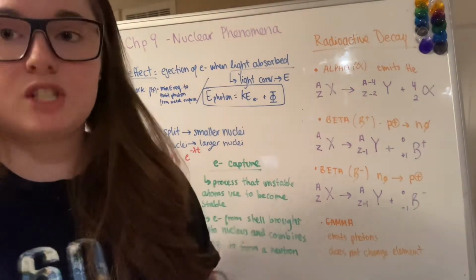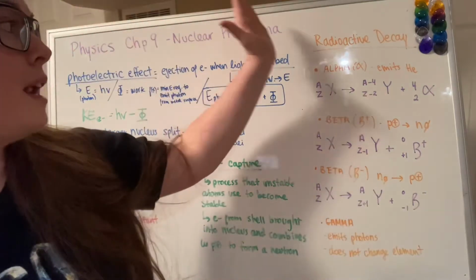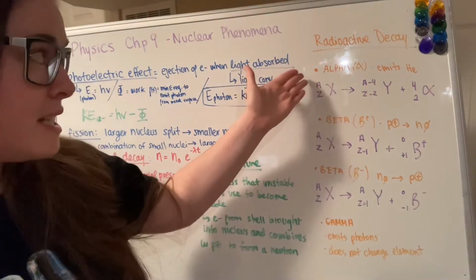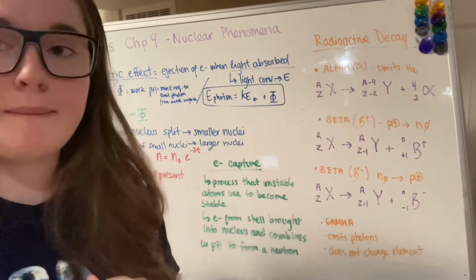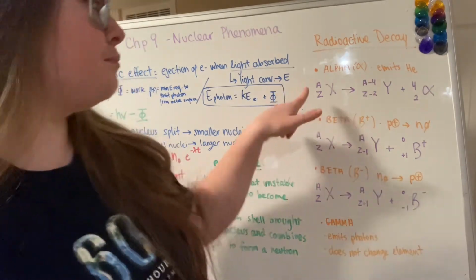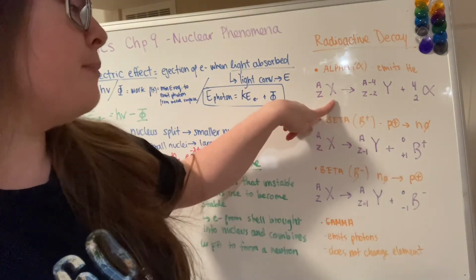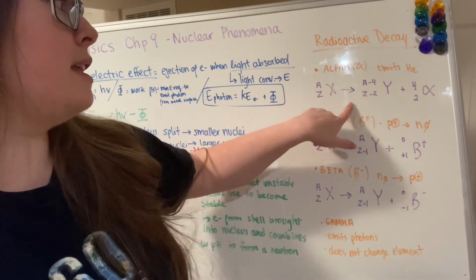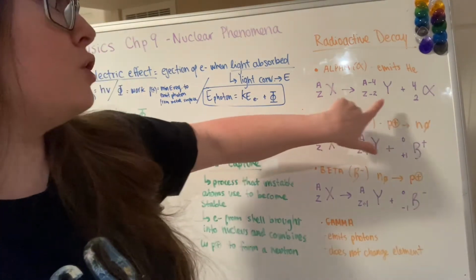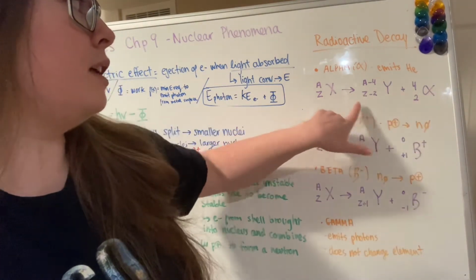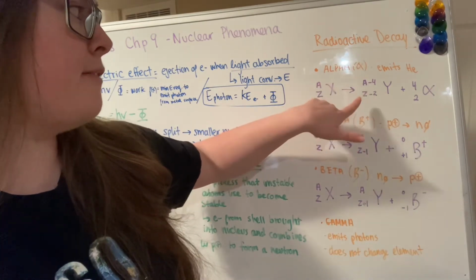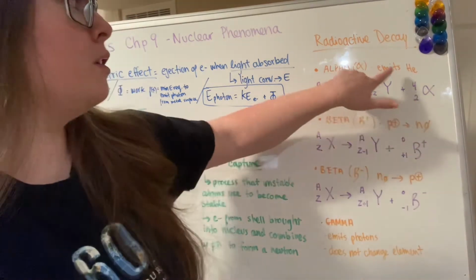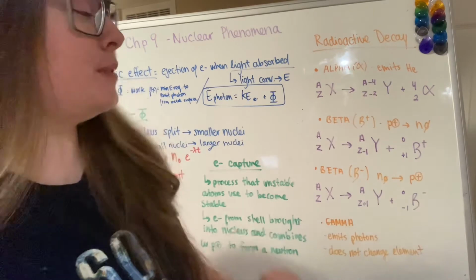Finally in this chapter, the important thing to note is the radioactive decay types. We have alpha decay, which is when a helium is emitted. So you'll have your element right here, and this is the atomic number, this is the atomic mass, and this is the element. This is the formula for alpha decay. You'll notice that it will change the mass by 4, the atomic number by 2, and it will also emit an alpha particle, which is a helium.